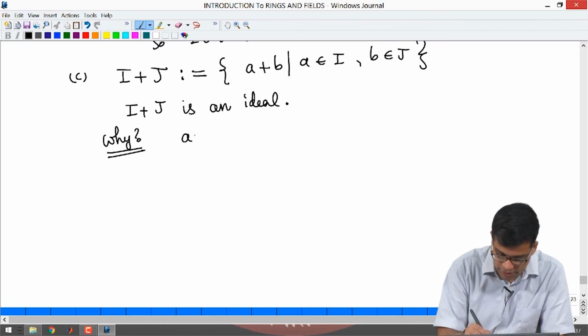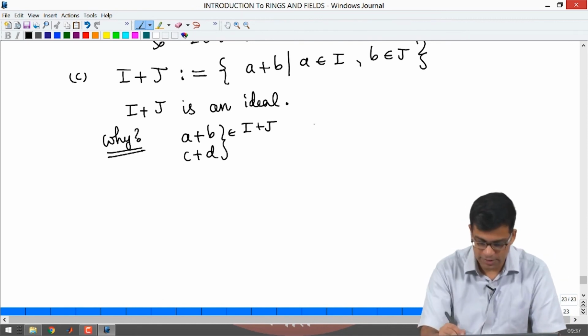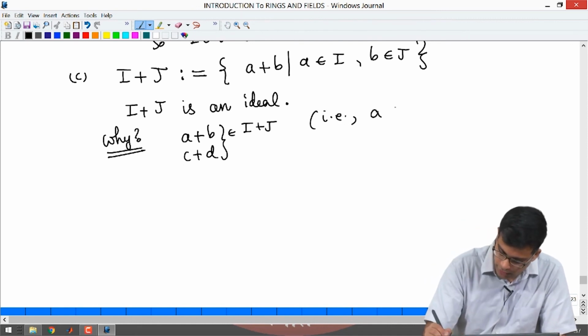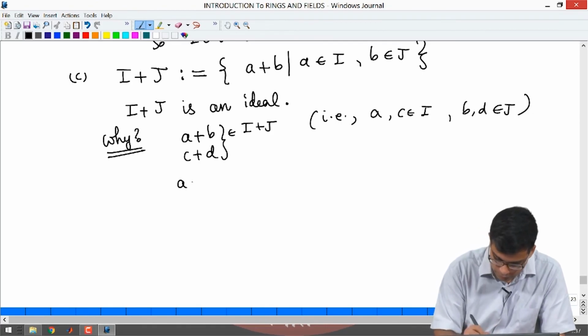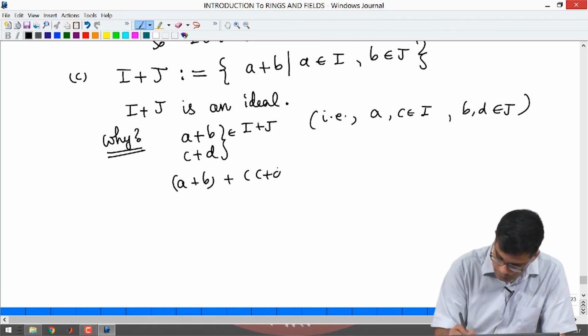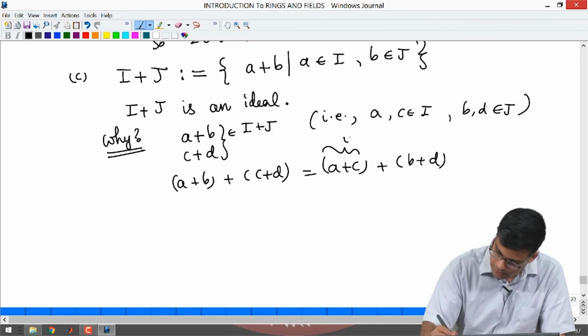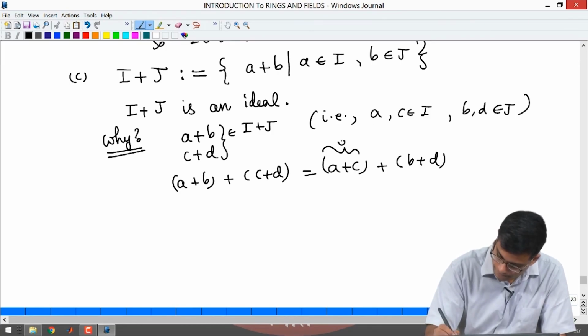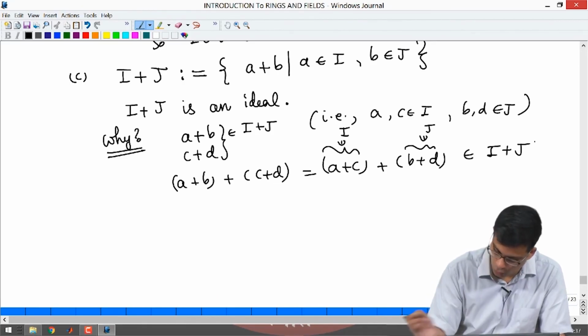So, let us take A plus B and C plus D in I plus j. Okay. That means A and C are in I, B and D are in j, right. But then what is their sum? So, this can be written as A plus C plus B plus D. This is in I because A and C are in I, this is in j. So, this is in I plus j, no problem.